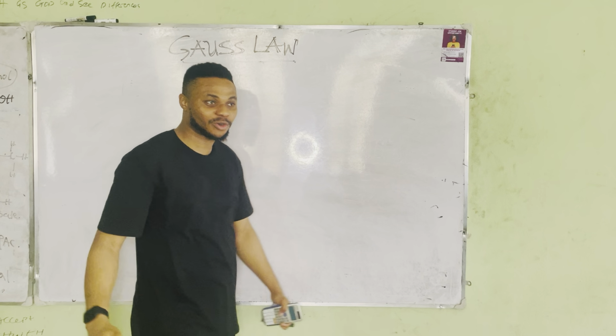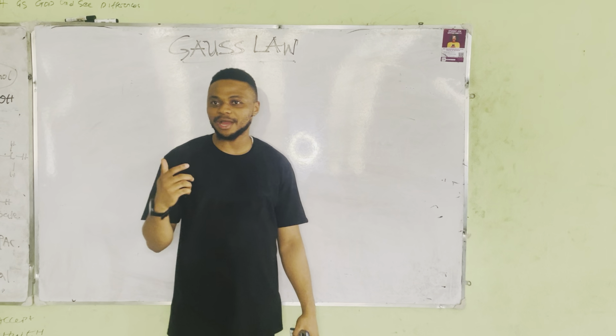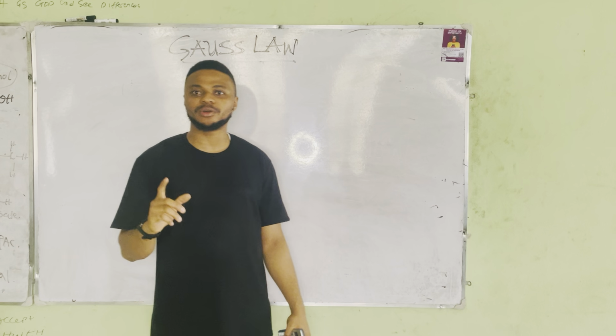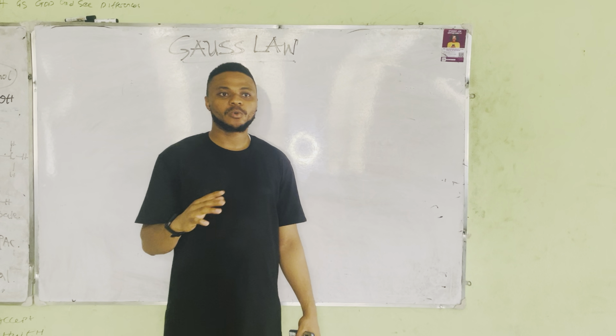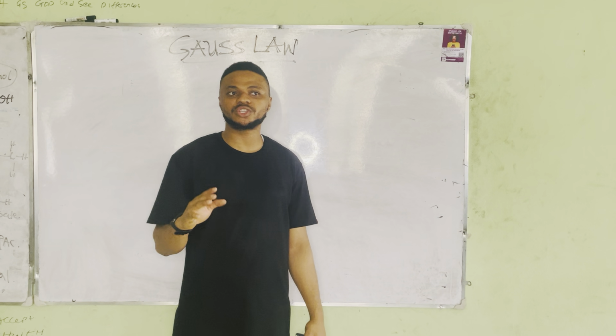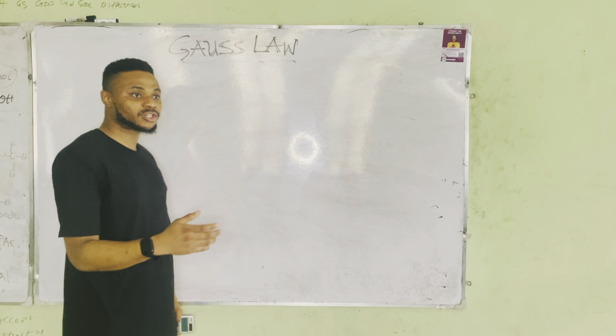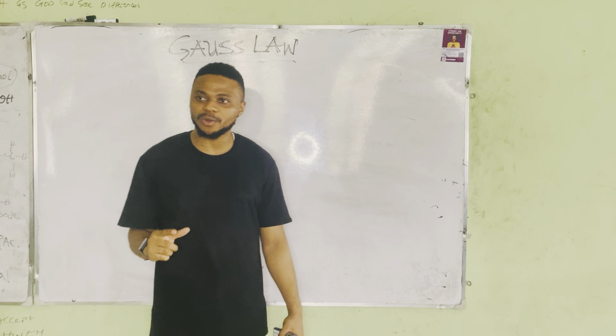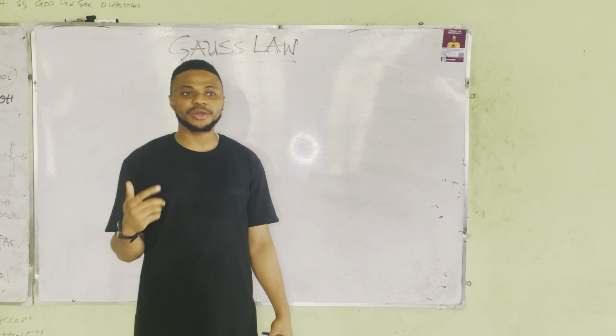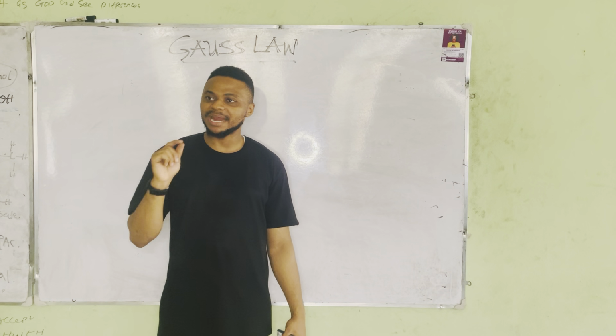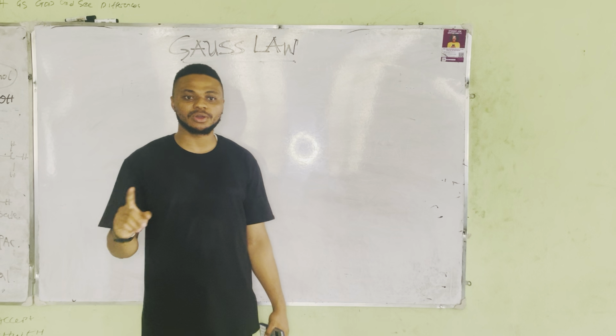We're looking at Gauss law, and as a matter of fact, it's still another core part of electrostatics that cannot be ignored. So what then is Gauss law? Gauss law states that the electric flux on a surface is directly proportional to the charge enclosed by the surface and inversely proportional to the permittivity of free space.